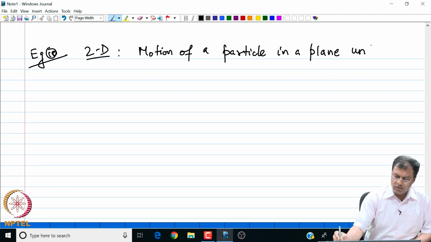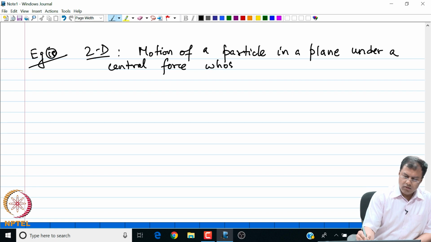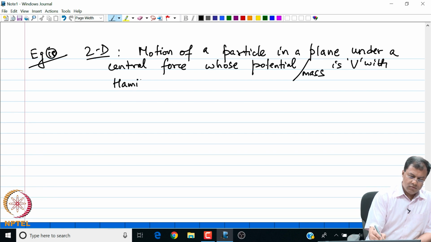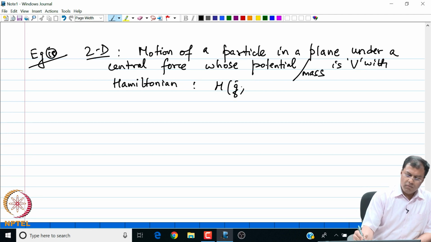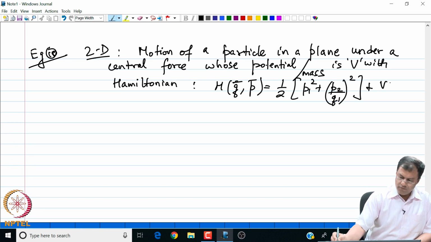Plane under a central force whose potential per unit mass is V, with the Hamiltonian given by H of q bar comma p bar, equal to 1 by 2 of p1 square plus p2 by q1 whole square, plus V of q1.